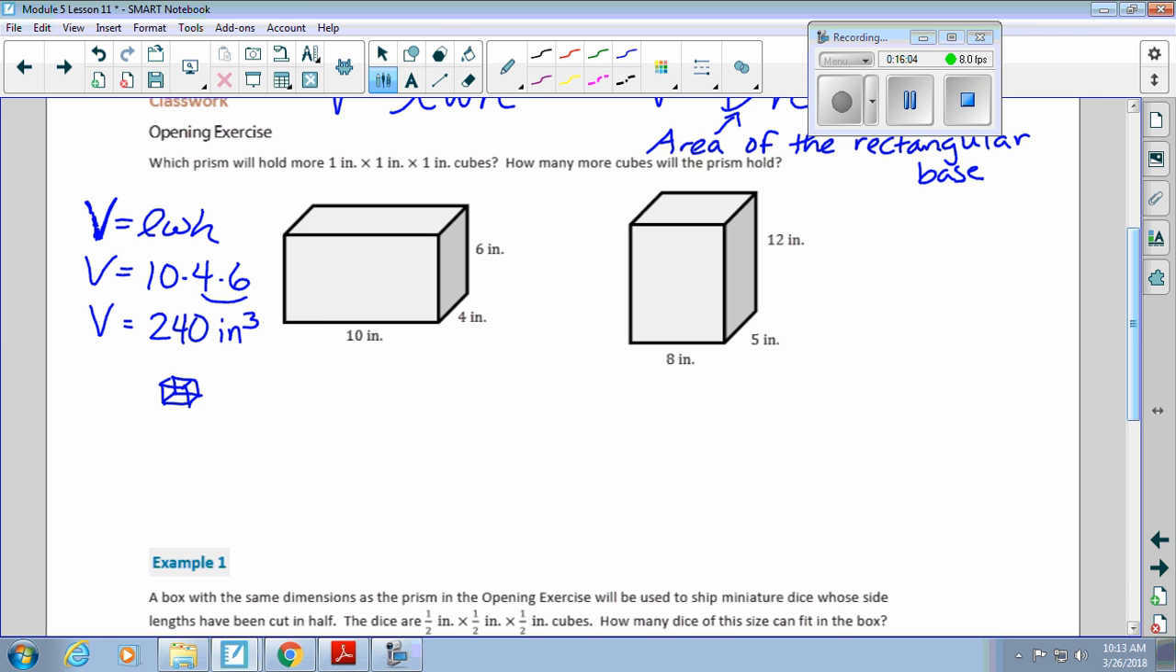All right, so let's do this one. Why don't you guys do this one on your own? First, write the formula for volume. Volume equals length times width times height. Go ahead and do that. I'm going to pause the video and check some kids' work. I'll see you in a sec.